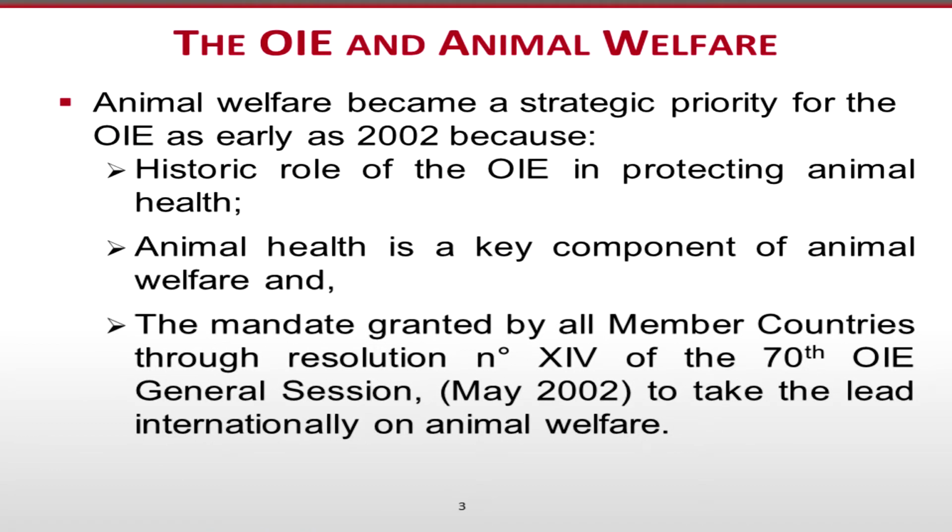Now, I'll go to the OIE and animal welfare. Animal welfare became a strategic priority for the OIE as early as 2002 because of its historic role in protecting animal health, but also because we know that animal health is a key component of animal welfare. And lastly, because of the mandate given to us by the member countries through a resolution passed during the 70th OIE General Assembly in 2002, asking OIE to take a lead internationally on animal welfare.